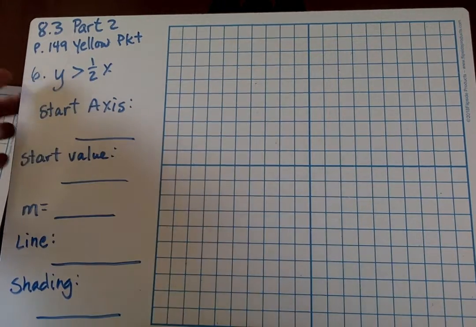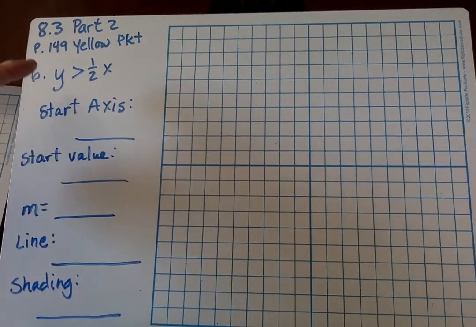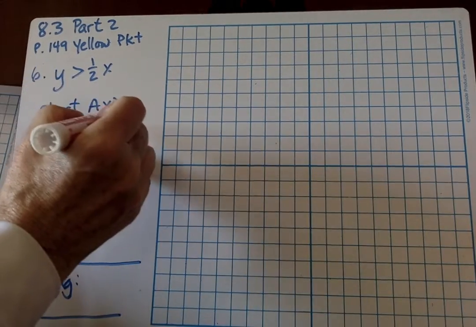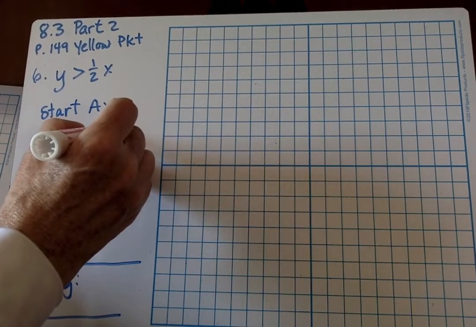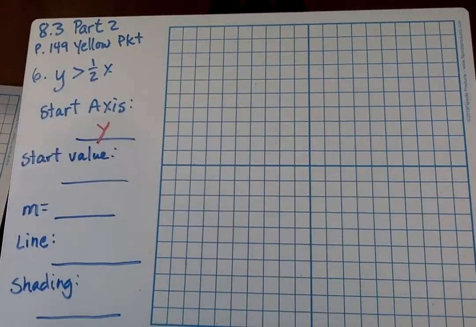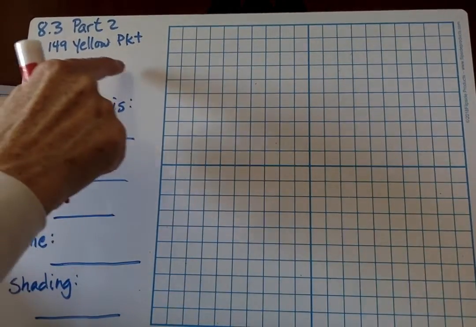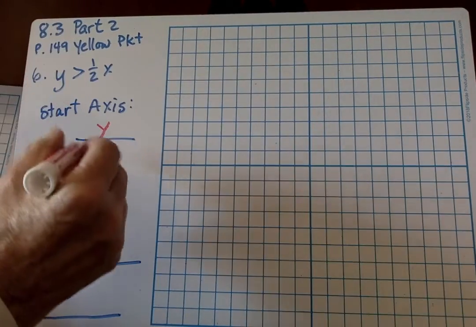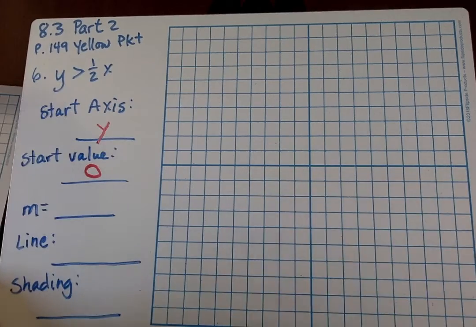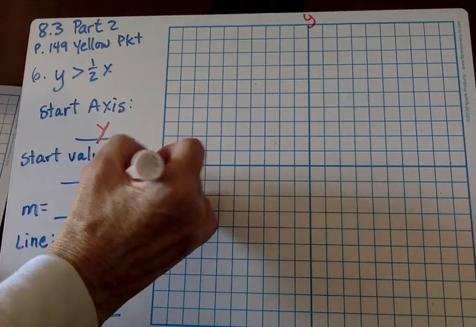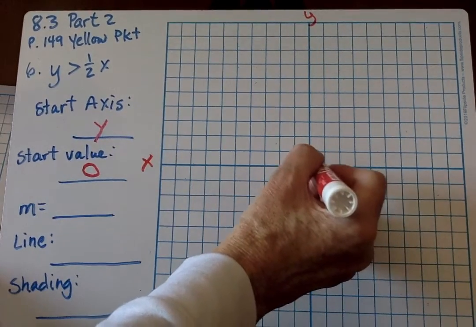Okay, our first, number 6 on day 2: y is greater than 1/2 x. Start axis: I would say 90% of the time you will start on the y-axis. The only time you don't is when there's no y in the inequality, like x is less than 5 or something. Start value is what's added, y equals mx plus b. There's nothing added here, so our start value is 0. So we start at the y-axis, this one's the y-axis, this one's the x-axis, at 0. So we're going to put a point there.